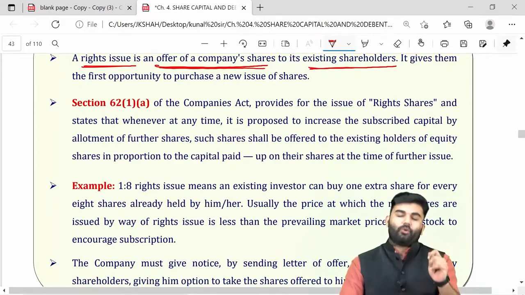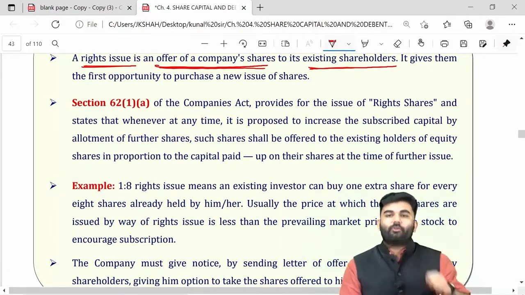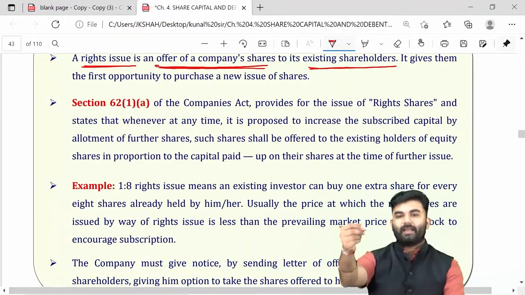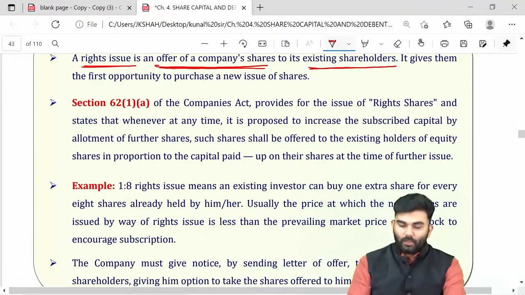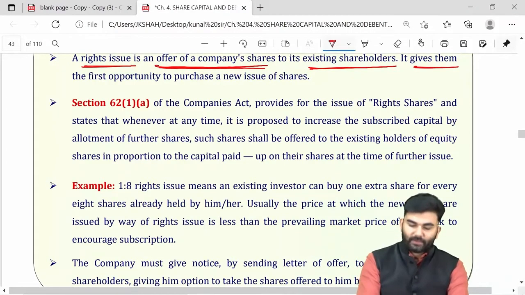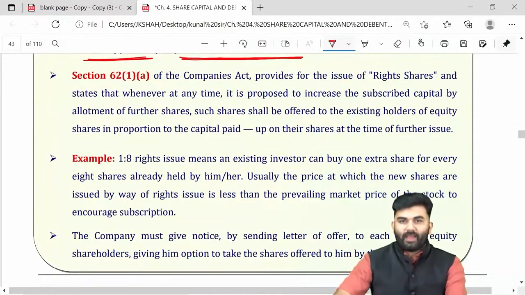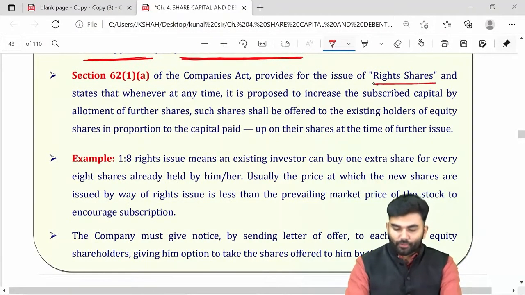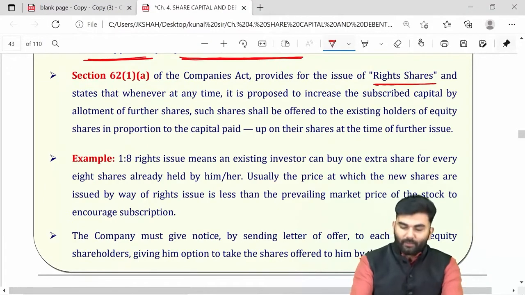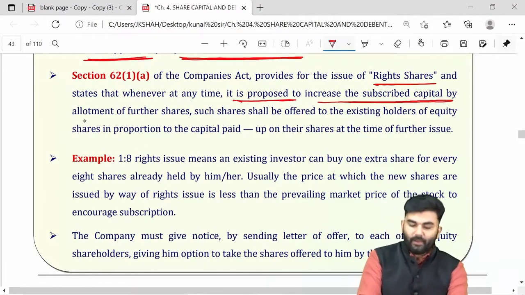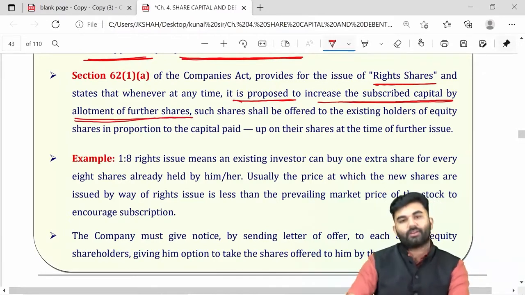The company will be approaching its existing shareholders and giving them an offer that if you want to further have shares of our company, you can purchase those shares at this price per share. So rights shares give the first opportunity to purchase a new issue of shares. Whenever the company comes for a rights issue, the company is proposing to increase the subscribed capital by allotment of further shares.